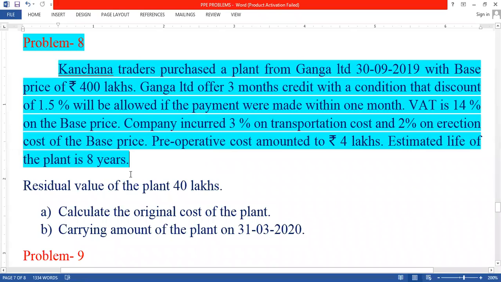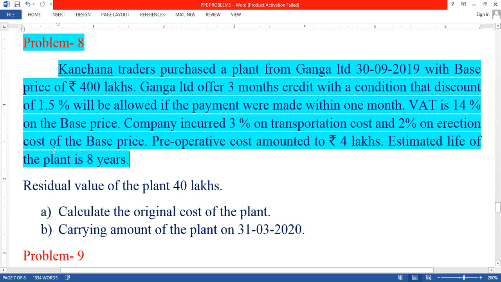So here, Kanchana Traders. Problem number 8. Kanchana Traders purchased a plant from Ganga Limited on 3-9-2019 with a base price of rupees 400 lakhs. Here the purchase price is 400 lakhs, and Ganga Limited offers 3 months credit with a condition that the discount is 1.5%.